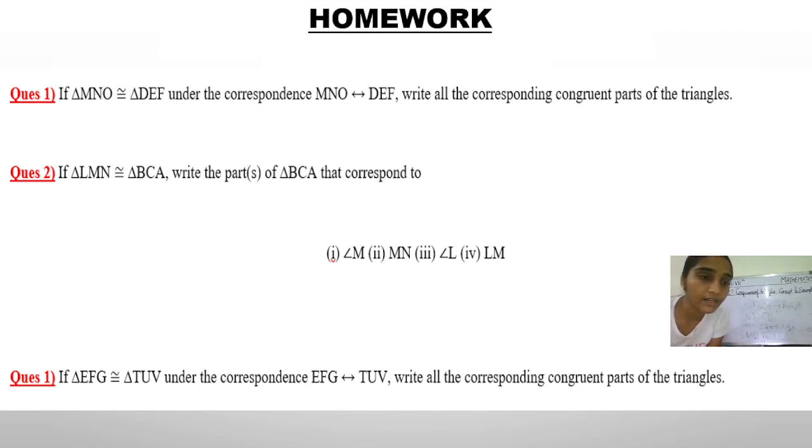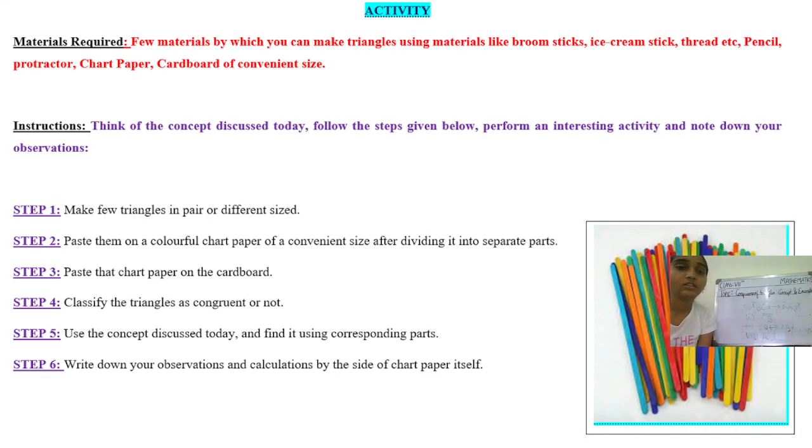Okay. And one activity, students, you have to perform: make a few triangles in pairs. You can make them of different size or same size. Paste them on the chart paper, dividing them conveniently into separate parts. Okay. Classify whether those triangles are congruent or not, whether they have the same shape and same size or not. And then you have to use the concept discussed today. Write the corresponding parts of all those triangles by naming the triangles, their angles and their sides. And you have to do this on the side of the chart paper only, students.